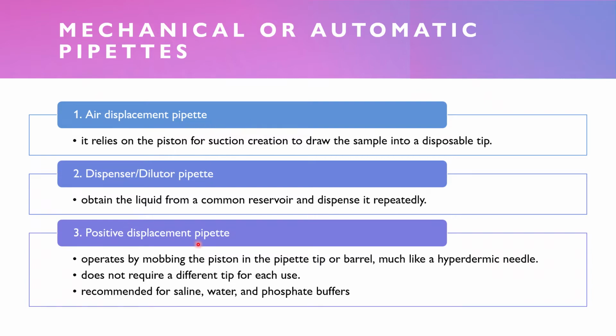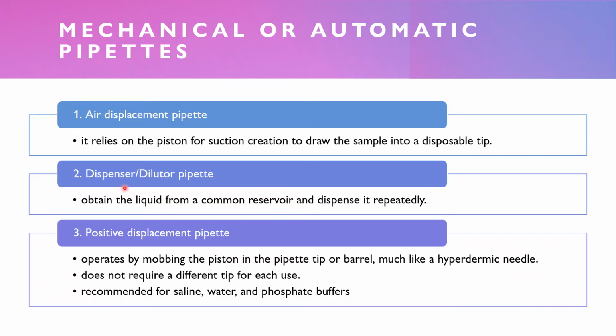While a positive displacement pipette operates by moving the piston in the pipette tip or barrel, much like a hypodermic syringe. It does not require a different tip for each use. But there are increasing carryover concerns for positive displacement pipettes. Rinsing and blotting between samples may be required when using positive displacement types of pipettes.